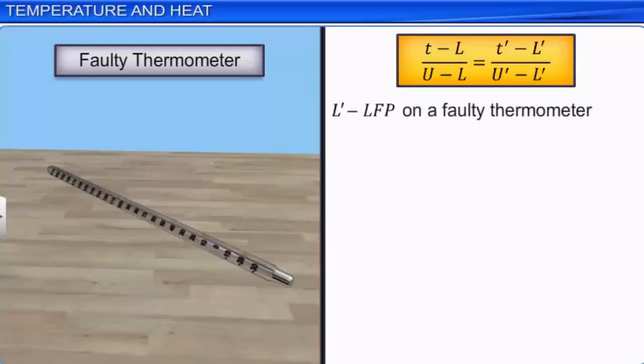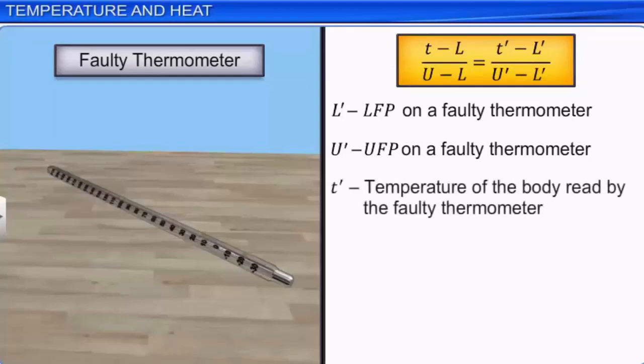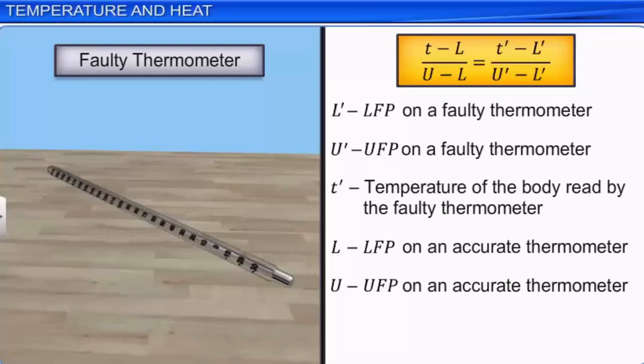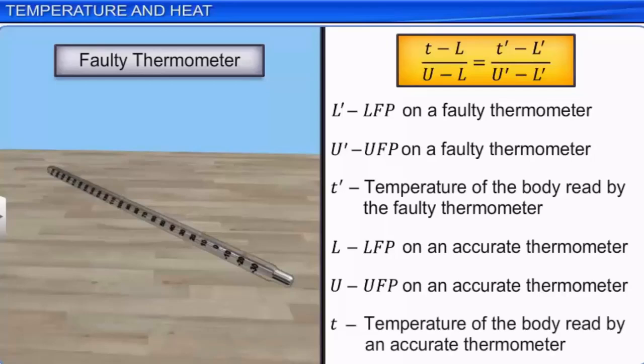If L dash is equal to LFP on a faulty thermometer, U dash is equal to UFP on a faulty thermometer, T dash is equal to temperature of the body read by the faulty thermometer, and L is equal to LFP on an accurate thermometer, U is equal to UFP on an accurate thermometer, T is equal to temperature of the body read by an accurate thermometer, then the correct temperature of the body is found using the expression. Let's solve a problem based on this formula.